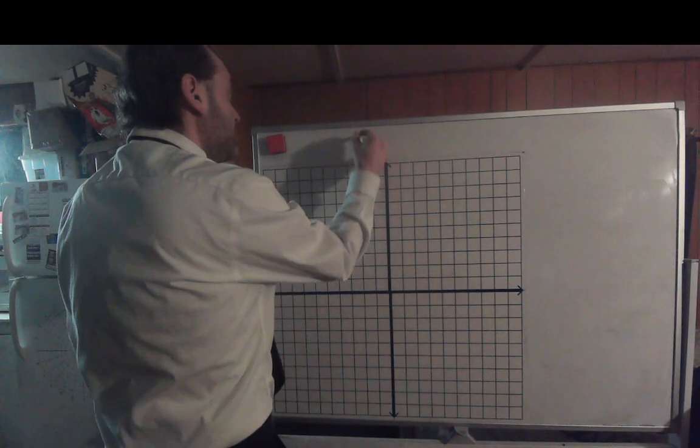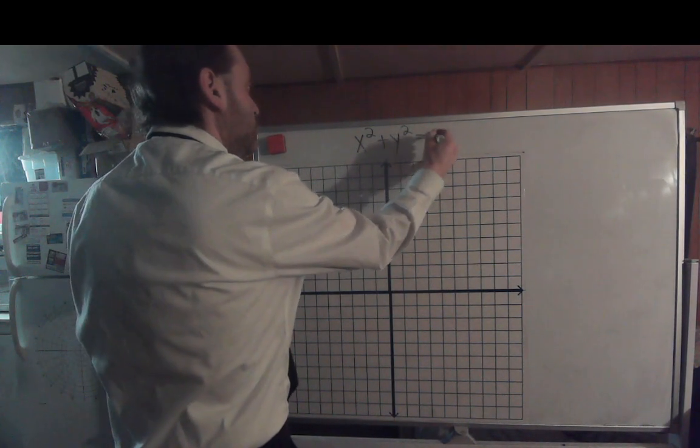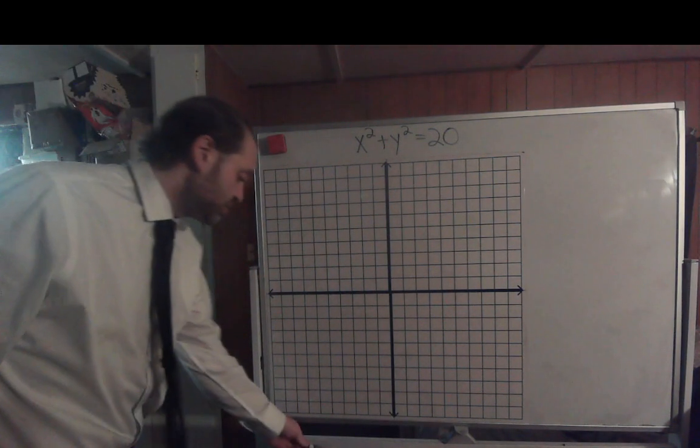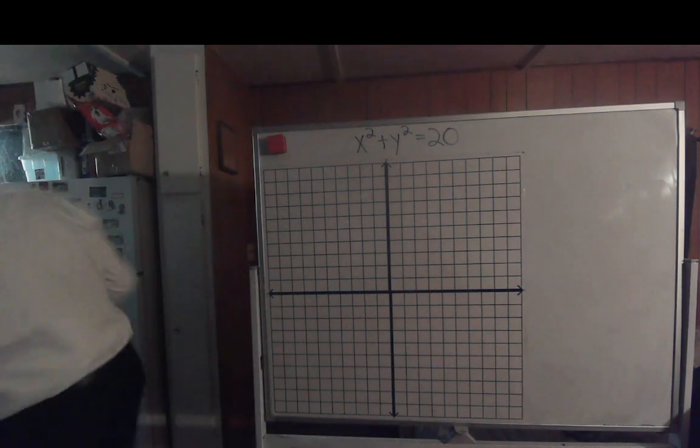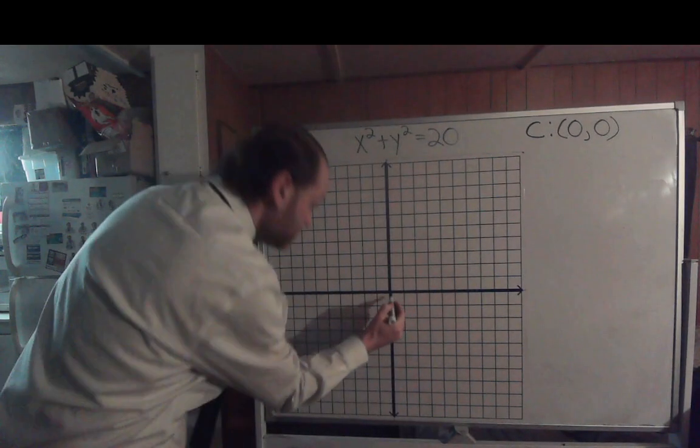All right, let's say this time I'll have x squared plus y squared equals 20. All right, so I have x squared plus y squared equals 20. Let me throw this one out. Okay. So let's identify the center. Well, the center very clearly is the origin again. It's at (0, 0). So the center is located at (0, 0) at the origin.